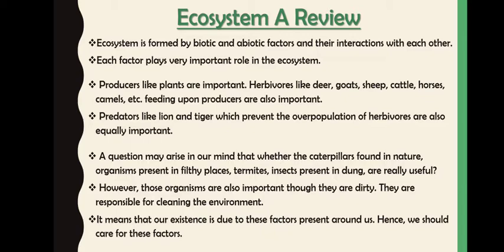Producers like plants are important. Herbivores like deer, goats, sheep, cattle, horses, etc., feeding upon producers are also important. Predators like lion and tiger, which prevent the overpopulation of herbivores, are equally important.